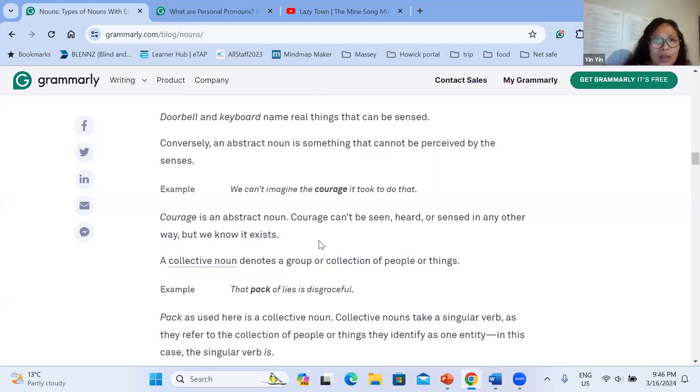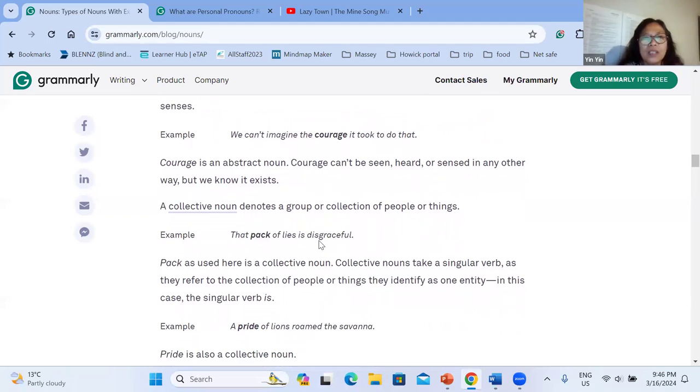Collective noun. A collective noun denotes a group or collection of people or things. So collective nouns are in the word, right? Collect.